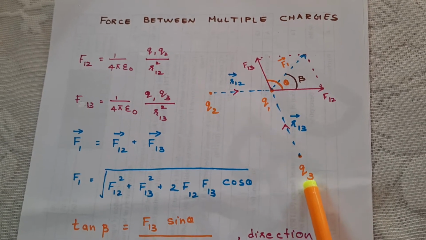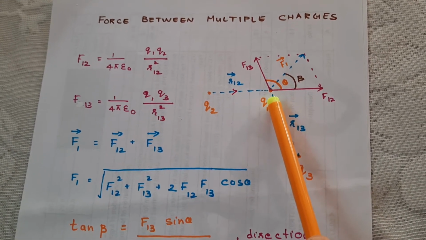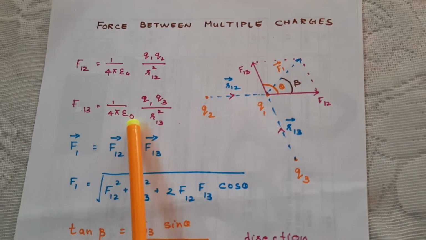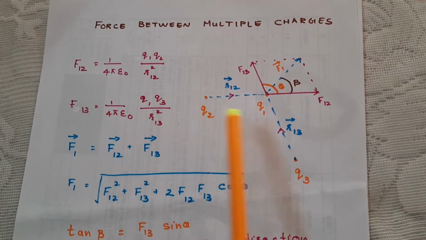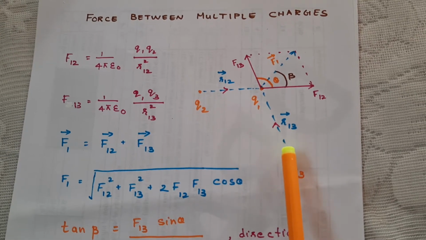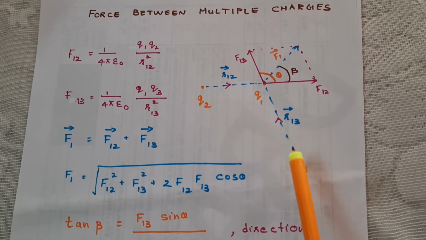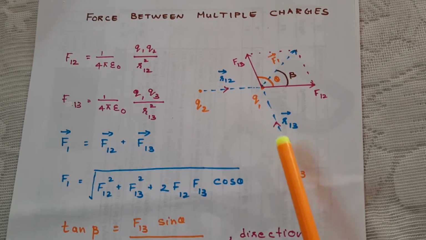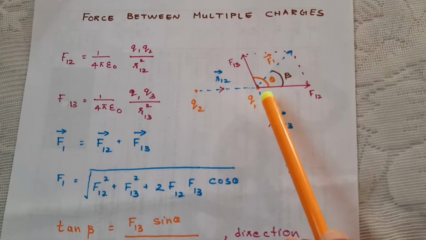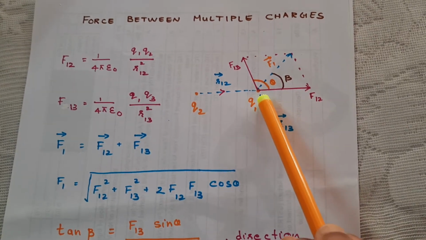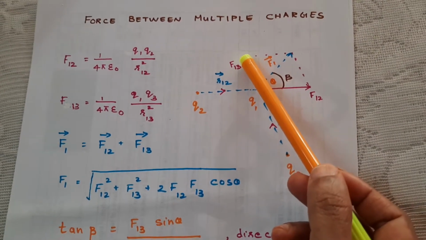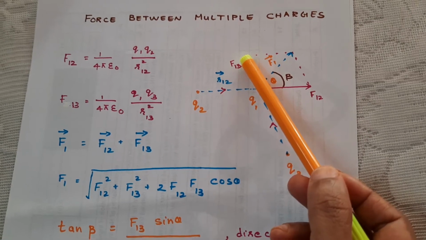The charge Q3 will exert a force on Q1 and its magnitude F13 is equal to 1 by 4 pi epsilon 0 Q1 Q3 by R13 square. R13 is the separation between Q1 and Q3 and it is directed from Q3 to Q1. The direction of the force F13 is along the line joining Q1 and Q3 and directed away from Q3 as the force is repulsive.